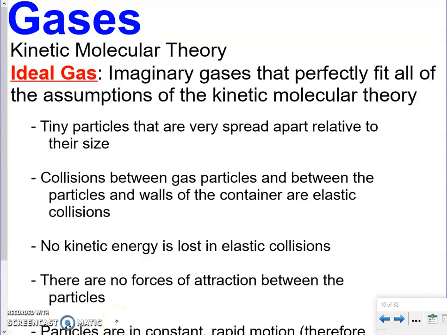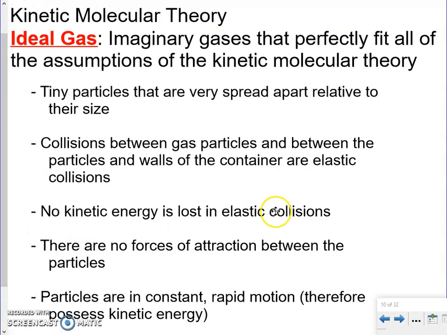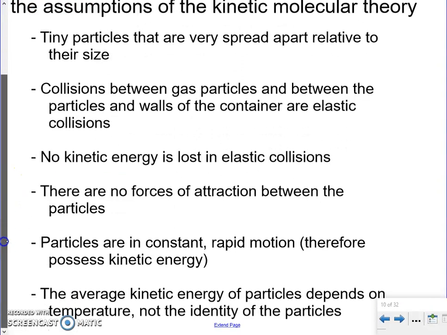Okay, so what is an ideal gas? An ideal gas is something that fits into all of these assumptions that the kinetic molecular theory makes perfectly. So again, particles are very spread apart, and they're very small compared to the size of the container. The collisions between the gases are considered elastic collisions, which if you're in physics, hopefully you've heard that term as well, which basically means as they collide, they bounce off each other with the same amount of energy they had to begin with, meaning no attraction, no repulsion. No kinetic energy is lost, again, through those elastic collisions.